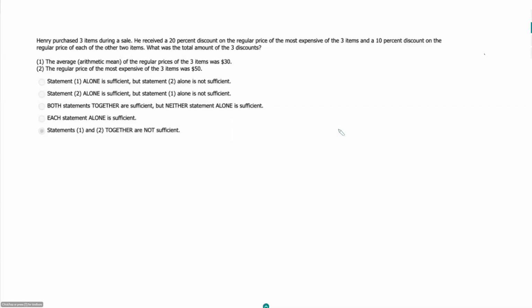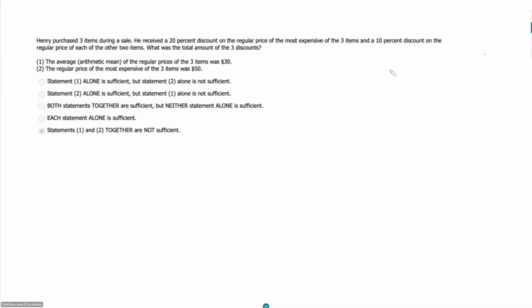Henry purchased 3 items during a sale. He received a 20% discount on the regular price of the most expensive of the 3 items and a 10% discount on the regular price of each of the other 2 items. What was the total amount of the 3 discounts?